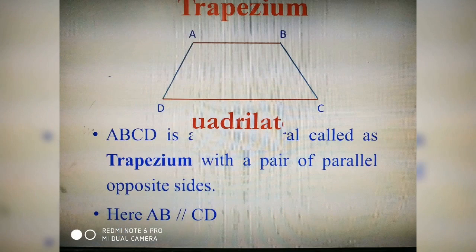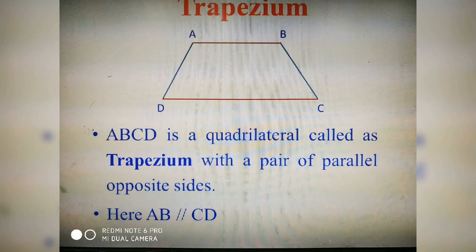First is trapezium. A trapezium is a quadrilateral in which a pair of opposite sides are parallel to each other. Here in this figure, ABCD is a quadrilateral called a trapezium with a pair of parallel opposite sides. Here AB is parallel to CD. So ABCD is known as a trapezium.